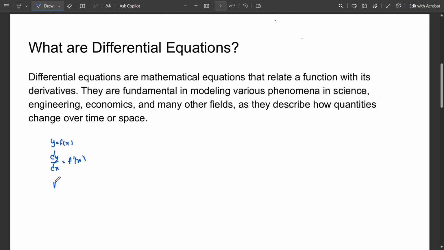Velocity is the rate of change of position. So we can write it as velocity is the rate of change of position. Okay? And a differential equation essentially sets up a rule of relationship between the function itself and its rate of change.